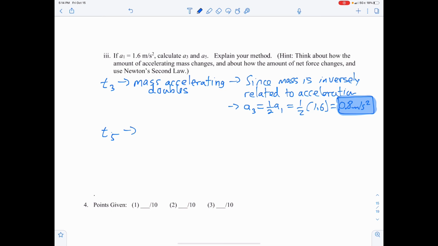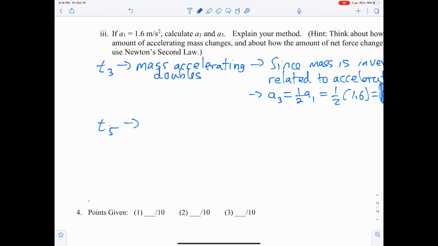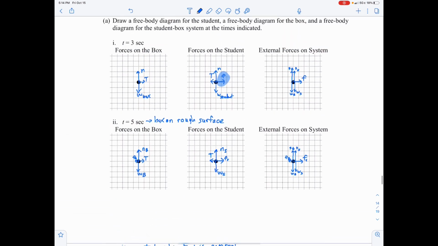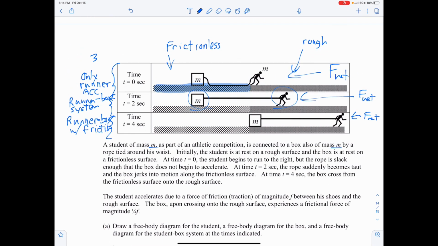Now at T5, the net force actually decreases at this point. Because remember, at T5, that's the lowest acceleration. So at T5, the net force has actually gone down. It's gone down from F. F is the net force due to the friction on the student's feet. And if you go back to this right here, you have the friction on the student's feet that's allowing the student to propel themselves forward.